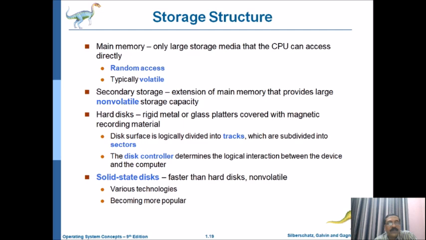Main memory is the only large storage media that the CPU can access directly. You see, random access memory is volatile. Secondary storage is an extension of main memory that provides large non-volatile storage capacity. Hard disk has rigid metal or glass platters covered with magnetic recording material. The disk surface is logically divided into tracks, which are subdivided into sectors. The disk controller determines the logical interaction between the device and the computer. Solid state disks are faster than hard disks and non-volatile, with various technologies becoming more popular.